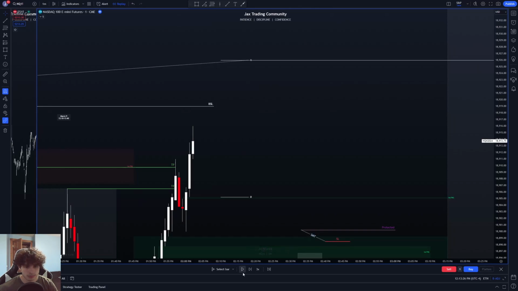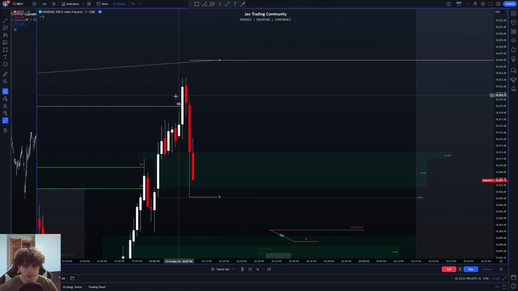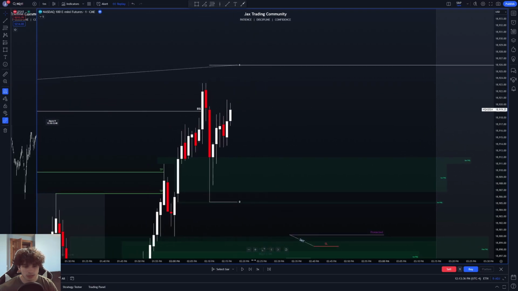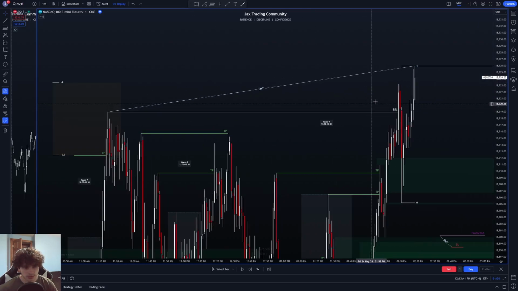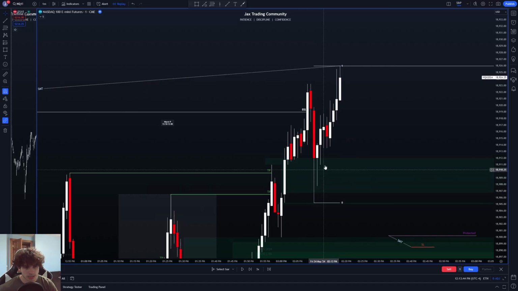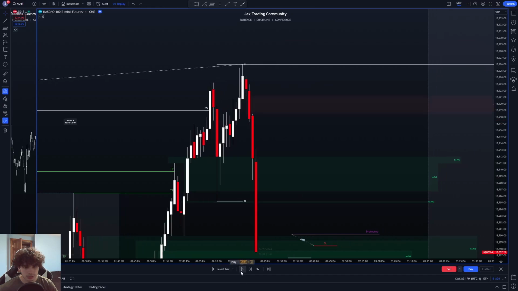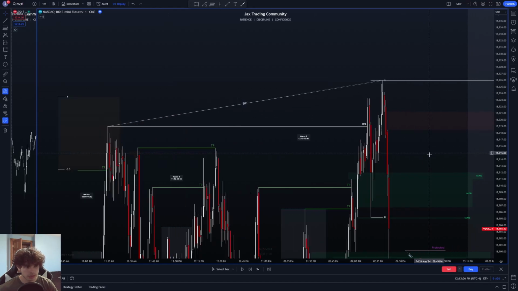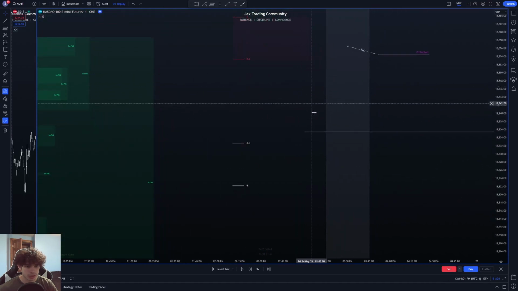And then, come on, we come up a little higher, take this high, we get a massive displacement down, and then we come back up, manipulate this high. So this high took external, and this leg had to come up one more time just to manipulate the high before probably having some displacement down here. Yeah. So this would be your manipulation leg on top of an SMT right here. And then this would be your standard deviation projections.